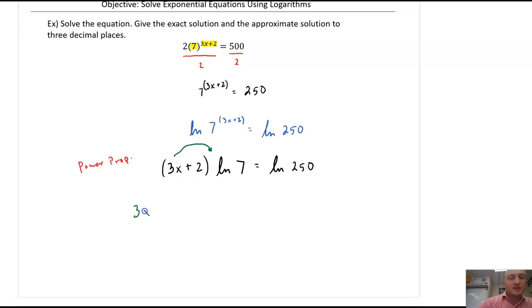3x times the natural log of 7 is 3x natural log of 7 plus 2 times the natural log of 7. See, and that's so much different than if I just left the parentheses off. It would be 3x plus 2 times natural log of 7, which is different. Okay, is equal to natural log of 250.